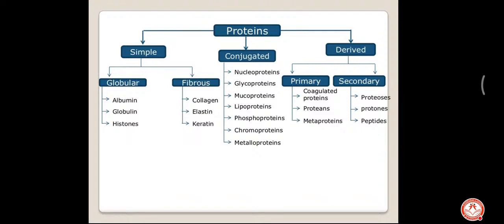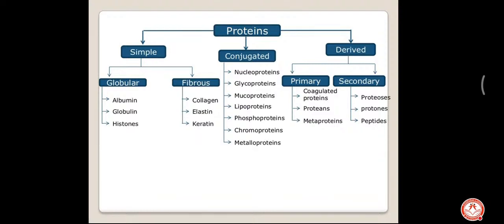Now, proteins can be simple, conjugated or derived. Simple proteins can be globular or fibrous. Globular proteins are generally oval or spherical in shape, such as albumin, globulin and histones. Fibrous proteins have a long thread-like structure and they are collagen protein, elastin protein and keratin protein. Conjugated proteins have some prosthetic group also with a protein part. Nucleoprotein means nucleic acid and protein. Glycoprotein, carbohydrate plus protein. Mucoprotein, lipoprotein, phosphoprotein, chromoprotein, metalloprotein.